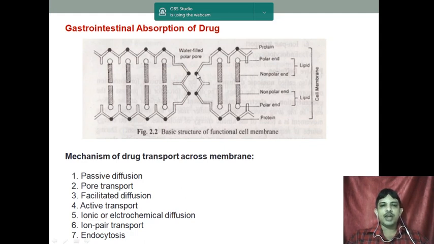Now what will happen whenever we administer the drug is that it will cross this biological membrane, or the cell membrane, and then reach the systemic circulation. The drug can be transported through this membrane by passive diffusion, pore diffusion, facilitated diffusion, active transport, ionic and electrochemical diffusion, ion pair transport, and endocytosis. So in the next part we are going to discuss the different mechanisms involved in drug transportation across the membrane.